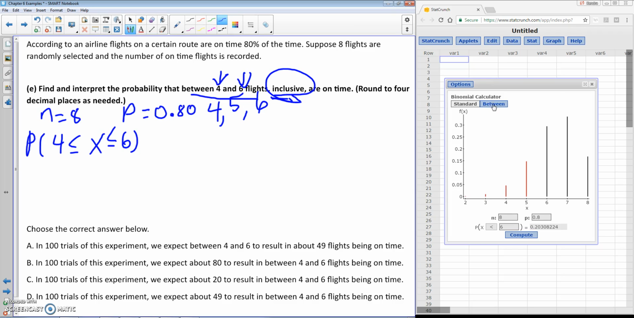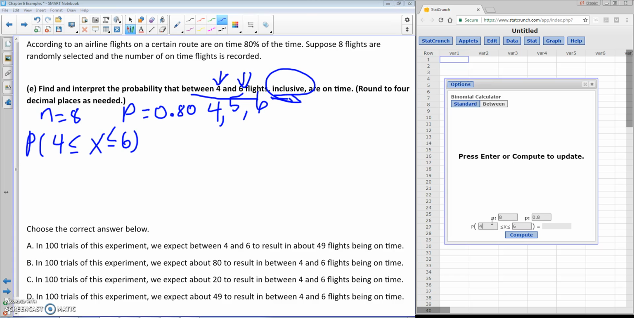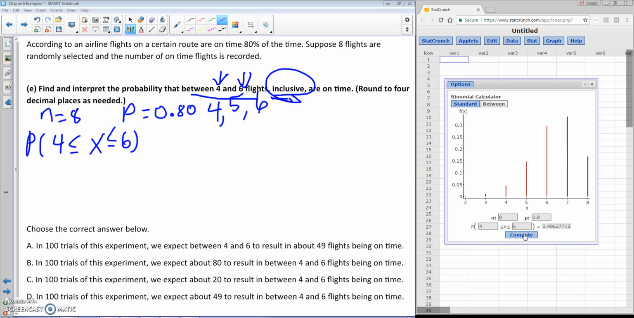So we're going to switch to the between part. So you're just going to click up here on the button for between, and we're going to change our values to 4 and 6 and hit compute. So this is approximately 0.486.